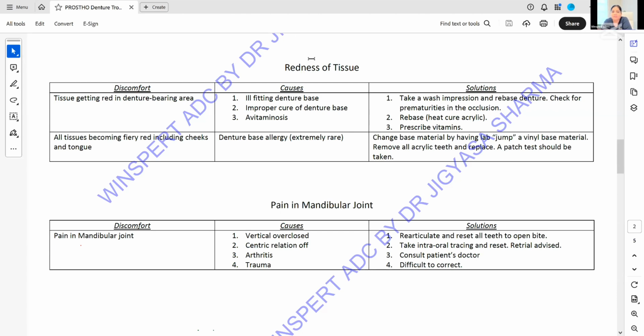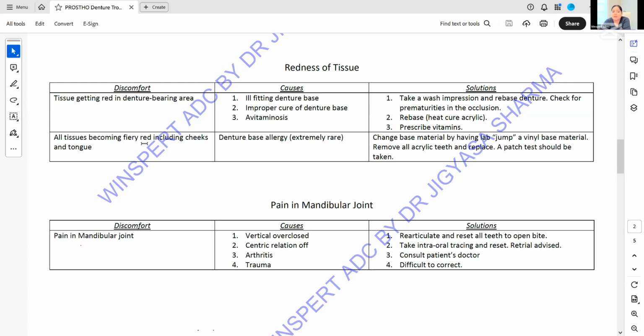Other than that, causes can be ill-fitting denture base, improper curing, avitaminosis. So take a wash impression and rebase if the denture base is an issue. And if a vitamin deficiency is there, identify it and then send the patient to the medical specialist and let them handle the deficiencies and manage. But for dentists, predominantly it's the deficiency of vitamins.